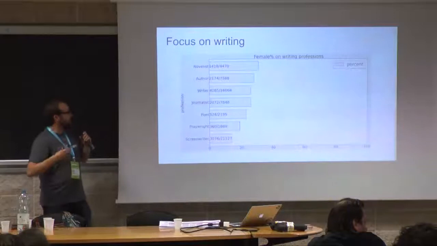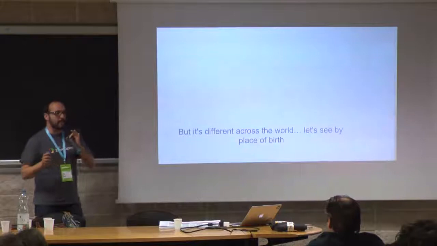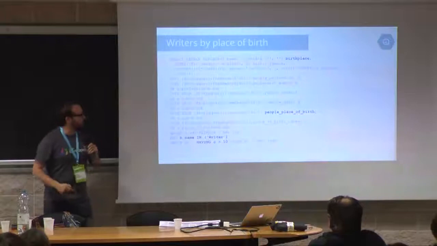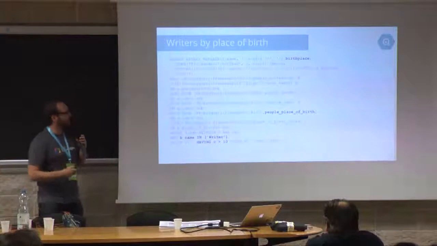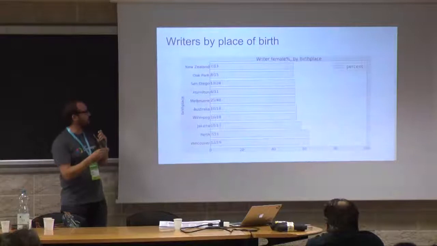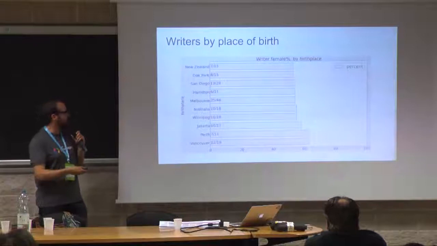But there are more dimensions we can investigate this. Are we looking only at the United States? Are we looking at different countries? Let's see what happens around the world. Here, I'm adding this dimension, the birthplace, the place of birth. And I will look specifically at writers. And I'm ordering by which places have the best balance. So for example, writers by birthplace, the percentage of females: these places have a much better representation, and sometimes more than 50%. Australia is a big one, Melbourne too.